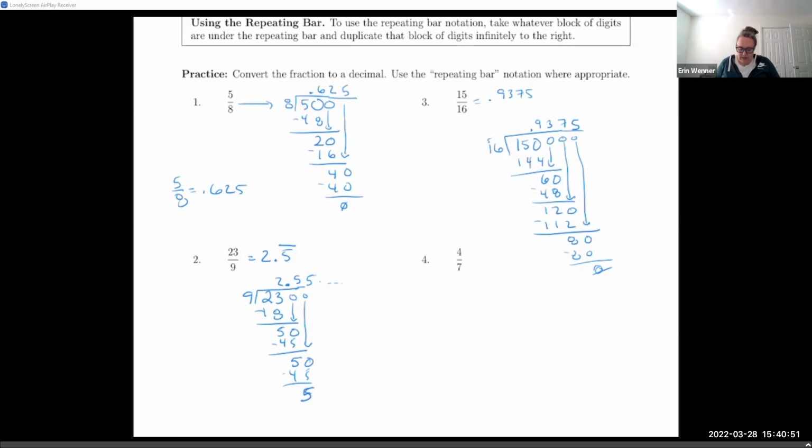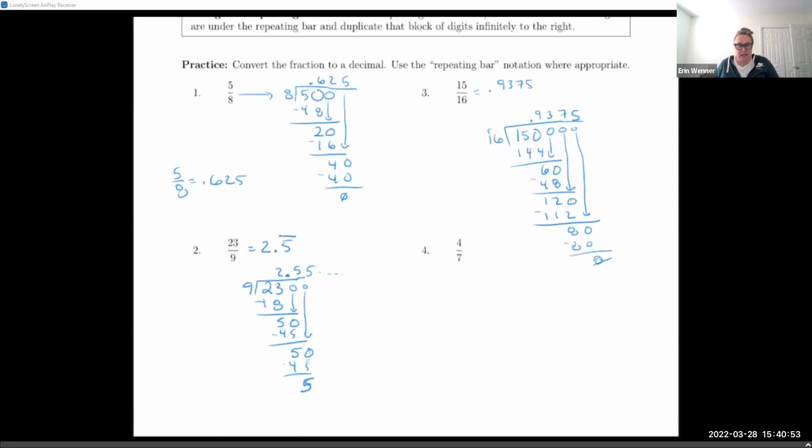So 4/7 is another crazy one. 7 causes these repeating decimals too. So if I do 4 divided by 7, again, 7 can't go into 4. So I'm going to add a decimal point and add a 0. 7 goes into 40 5 times because 7 times 5 is 35. Subtract, we have a 5, bring a 0 down. 7 goes into 50 7 times because 7 times 7 is 49. Subtract, and we get a 1. So we'll bring another 0 down. 7 goes into 10 once.